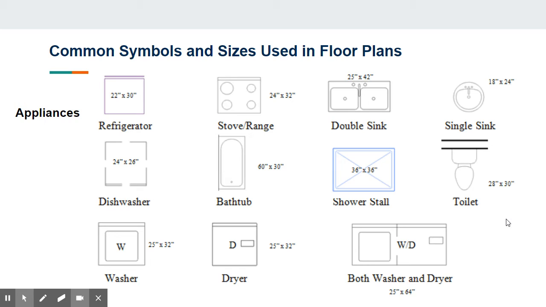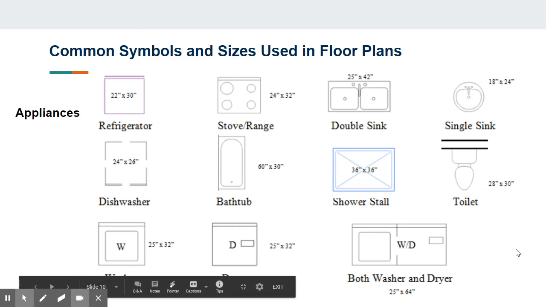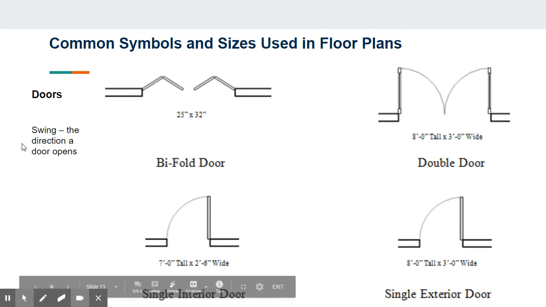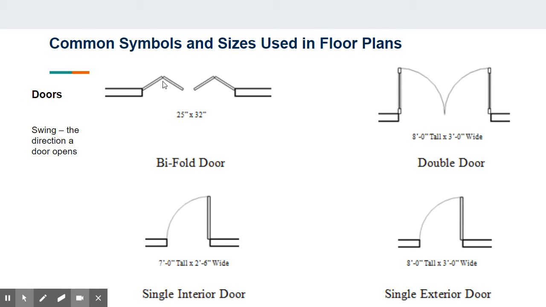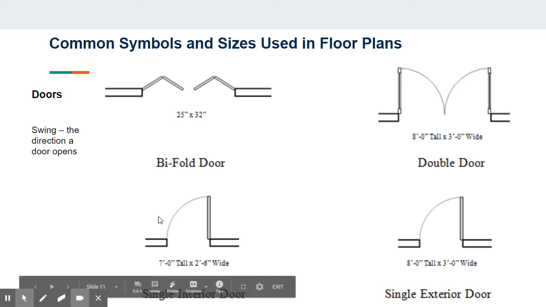These are some of the symbols that you're going to see in a floor plan. I'm going to have you try to draw them yourself. I don't have the templates for you. These are the appliances. This is what they would look like in a floor plan. And then you have your doors. This is the swing of the door. So they swing out, okay? So that shows the direction of the swing. It also has the dimensions, okay?